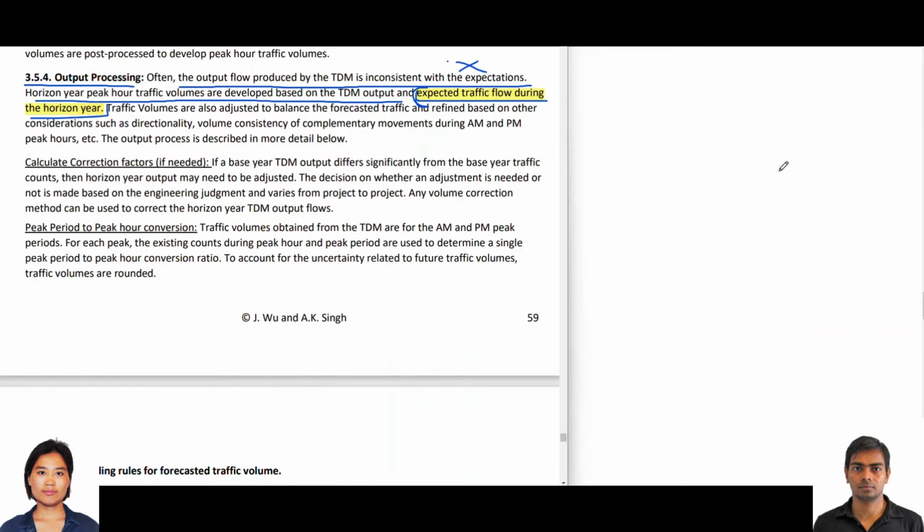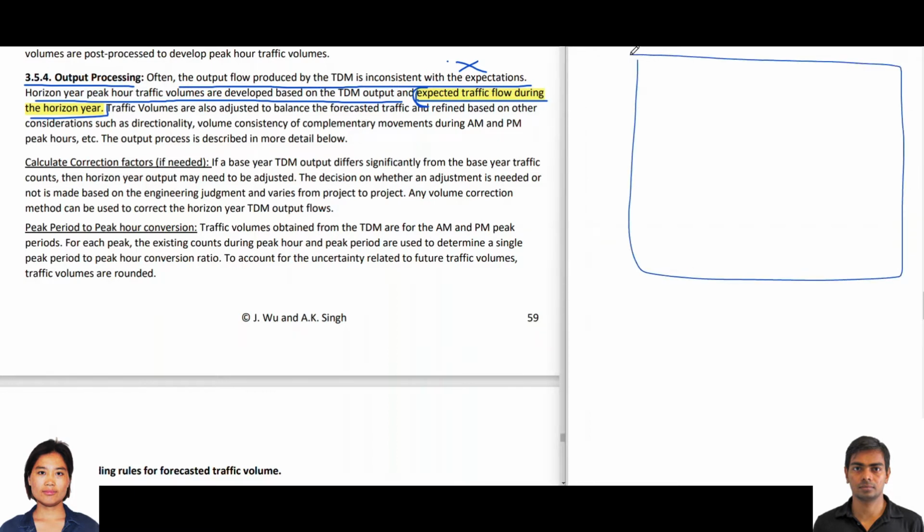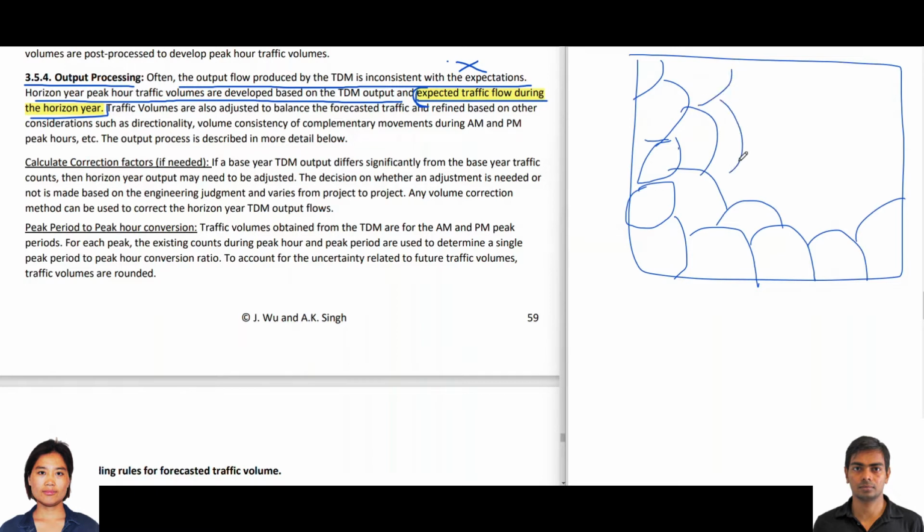So like I mentioned, the TDM output is usually a little bit vague, and it's usually away from what we are expecting. So what I personally try to do is I look at the study area as a whole, and then I look at individual TAZs. Then the first thing I try to do is figure out the growth factor, employment and population growth in the study area. So let's say these are different TAZs in the study area.